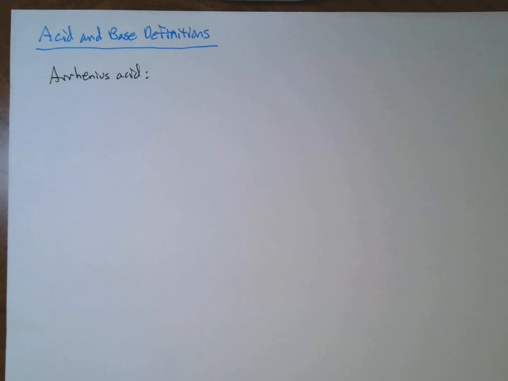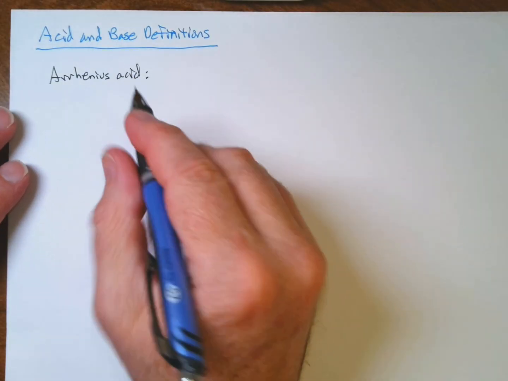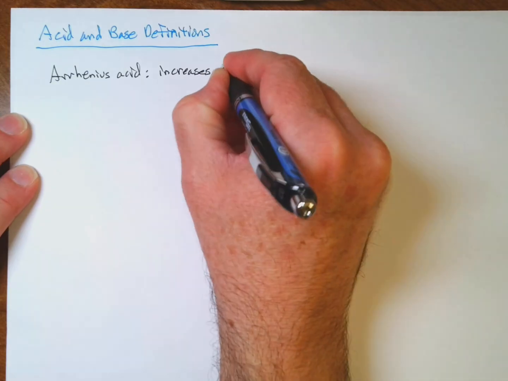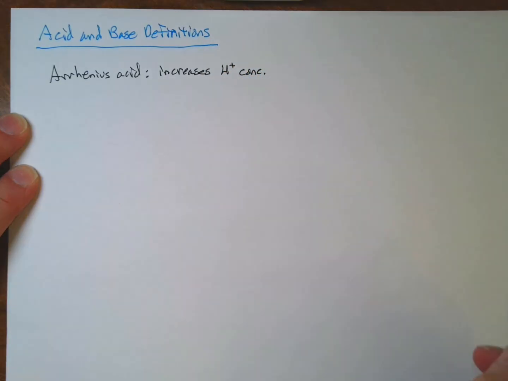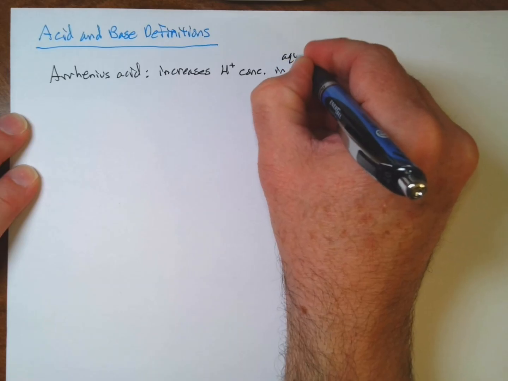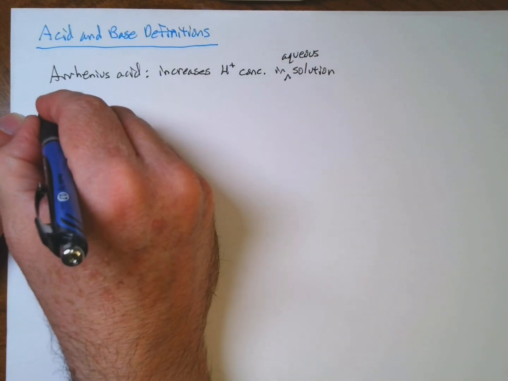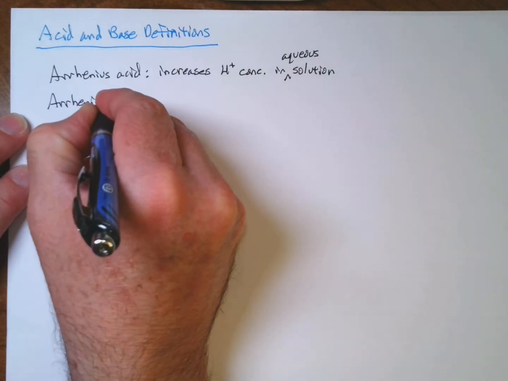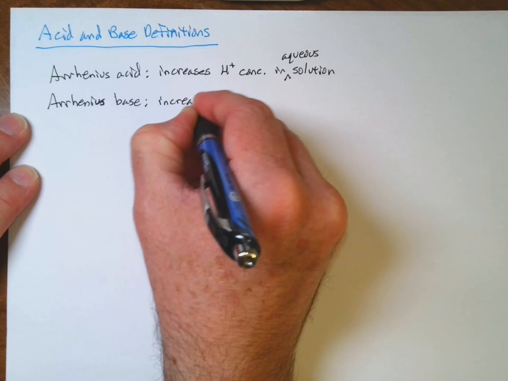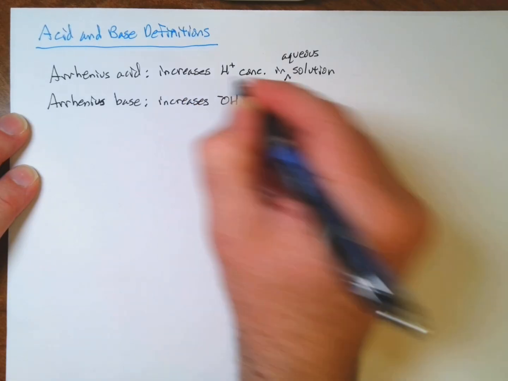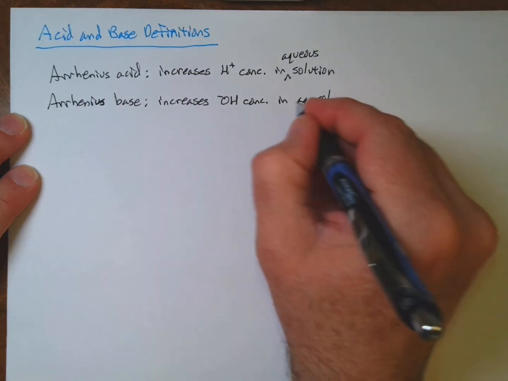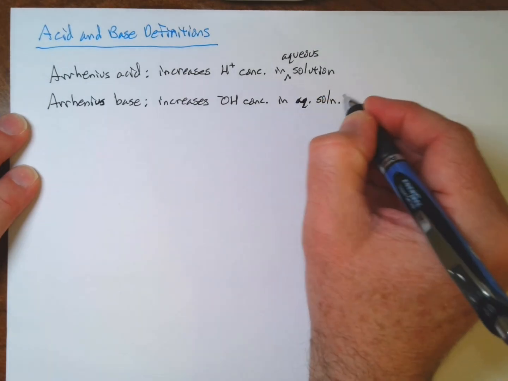The most restrictive definitions we have are the Arrhenius definitions. An Arrhenius acid is something that increases hydrogen ion concentration in aqueous solution. And an Arrhenius base is something that increases OH minus ion concentration in aqueous solution. I'll just abbreviate that AQ SOLN.